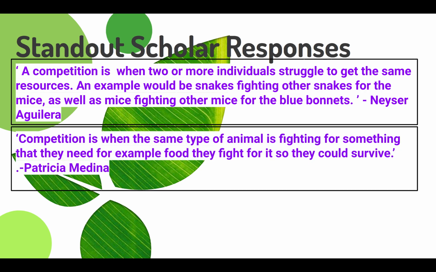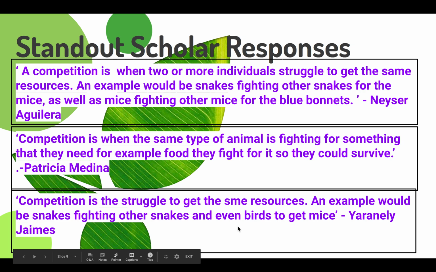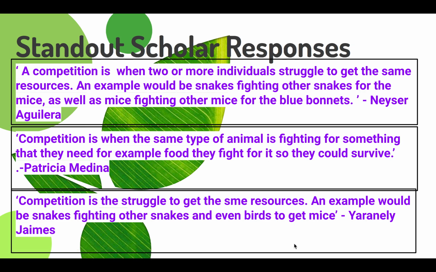Patricia said competition is when the same type of animal is fighting for something that they need, for example, food. They fight for it so they could survive. And finally, Yarnelli said competition is the struggle to get the same resources. An example would be snakes fighting other snakes and even birds to get mice. So snaps to those scholars. I love that all of these scholars use the word resources, okay? So we use the word resources. What do we need to survive?